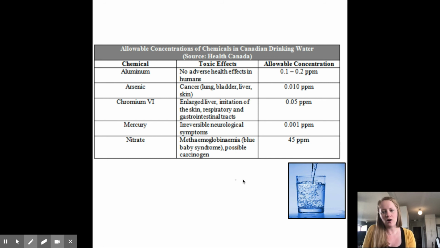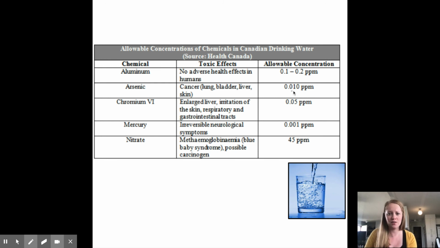And all of those chemicals do have some toxic effects. So if that concentration is too high, we could have some health problems. So that is why we test our water, and they are looking for concentration levels, in parts per million. So aluminum has a concentration max of 0.2 parts per million. You notice it doesn't really seem like that much. That's because even though aluminum has no health effects, we still don't necessarily want it in our water.